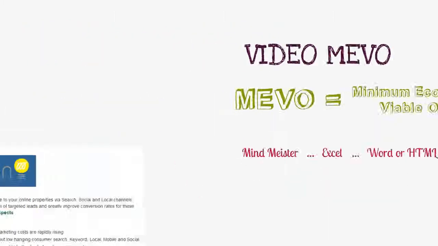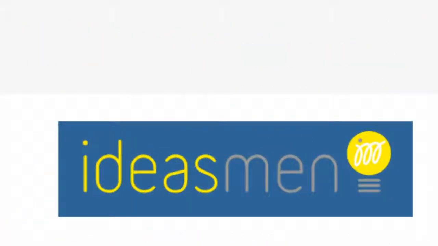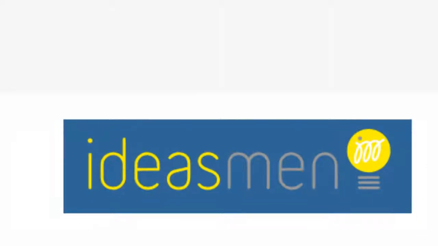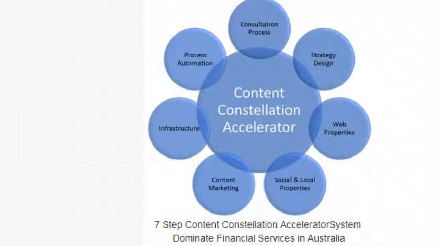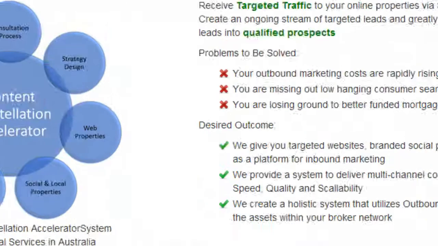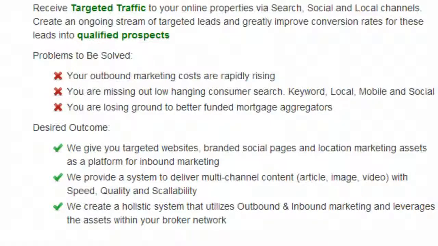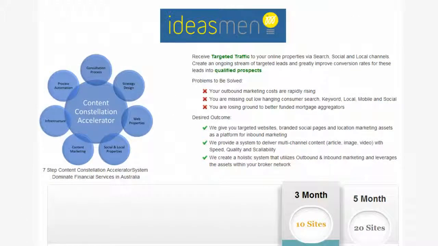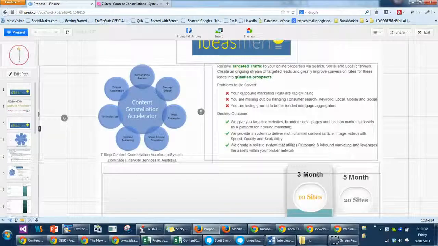is what I use to animate the whole process. So to start off with, the MEVOs that I do, they have a logo for your business, and they head into some sort of model. In this case, it's the Content Constellation Accelerator, 7-step constellation system for dominating financial services in Australia. And it has information such as what it does, the problems it solves, and the outcome it gets for the client. Now, from there, we start leading into a list of features, benefits and value for the client. But I'll just stop there and I'll show you how I started to put this information together.